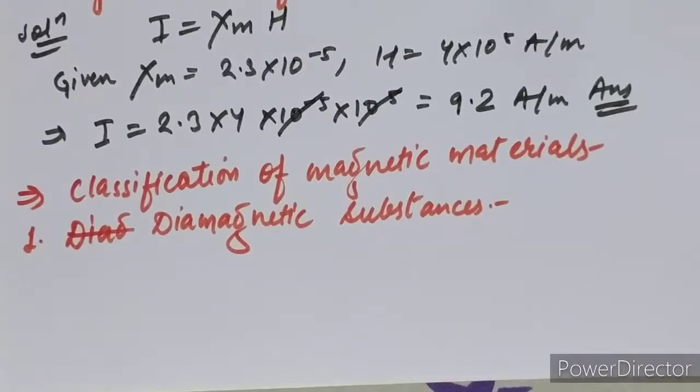Now suppose such a material has paired electrons in its atoms which revolve in opposite directions. In the absence of an external magnetic field, the magnetic moments of those electrons get cancelled, being equal and opposite to each other.